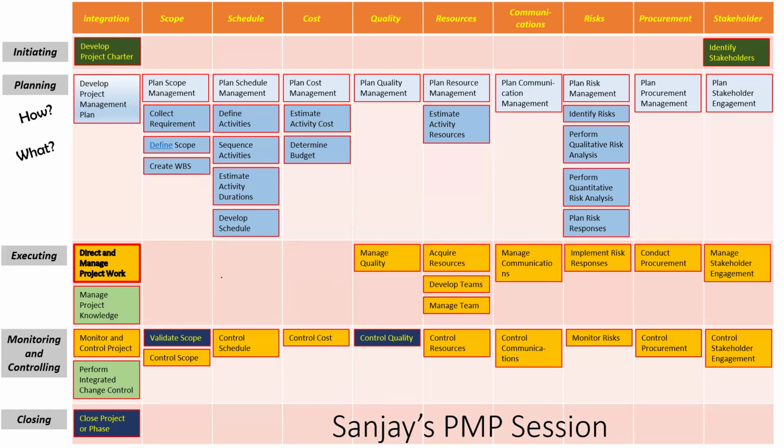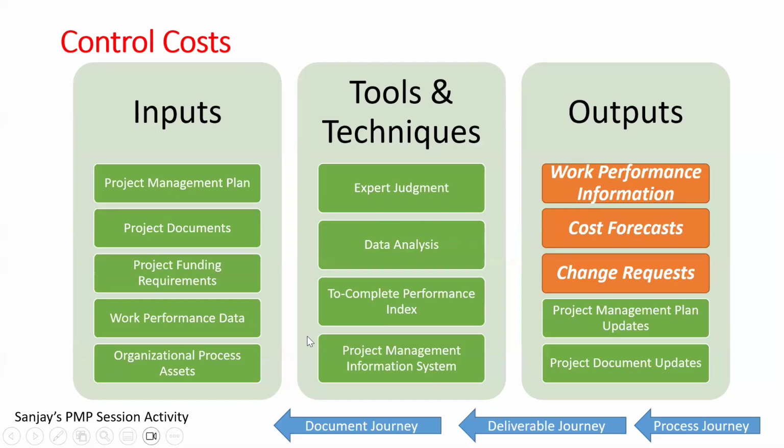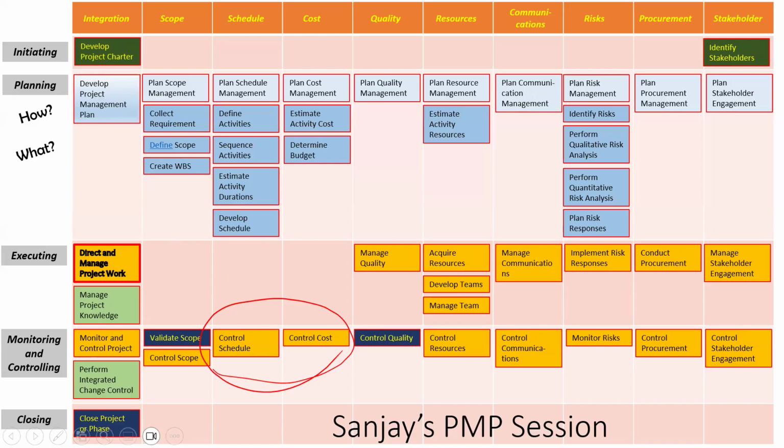But amongst the control processes, friends, understand these two are very important. Control schedule and control cost. Why? Because they are part of the triangle in the first place. And more important, they are the two creating the forecast. Look at it here. If you click on this, you will realize that it creates schedule forecast. Correct? And control cost is creating the cost forecast. These are the only two processes which create forecasts. There is nothing called quality forecast or resource forecast, nothing.